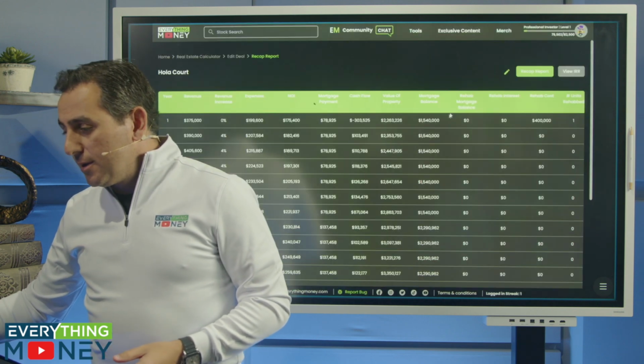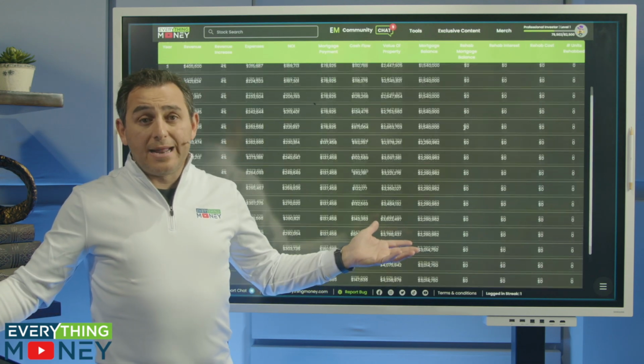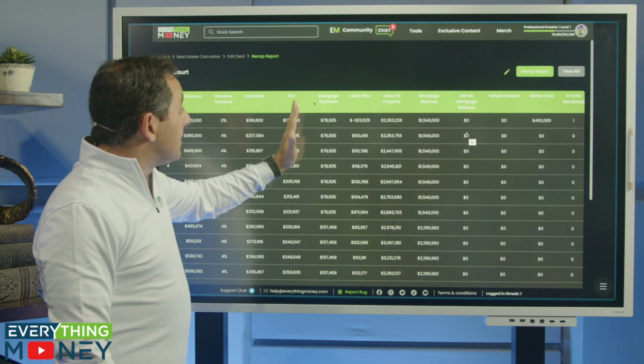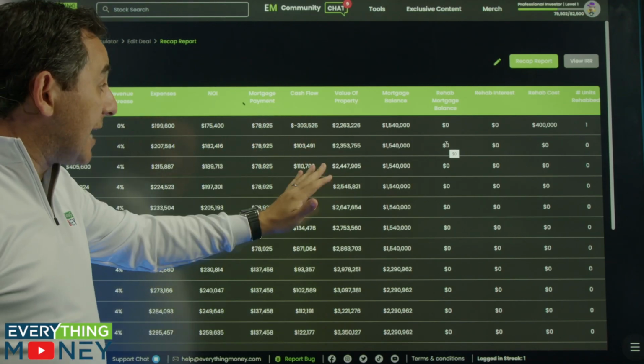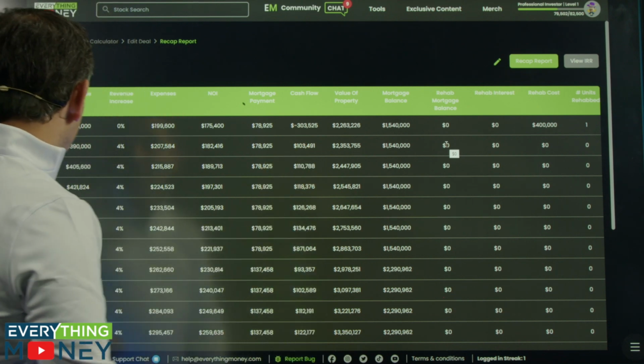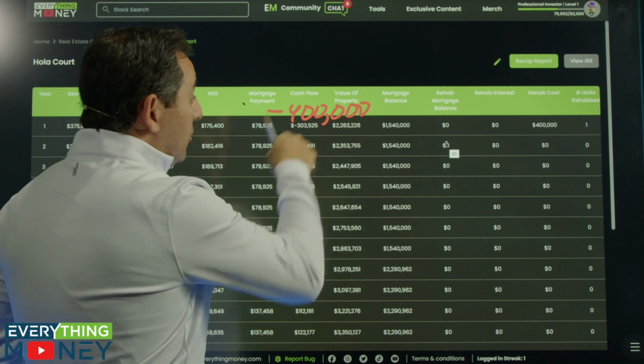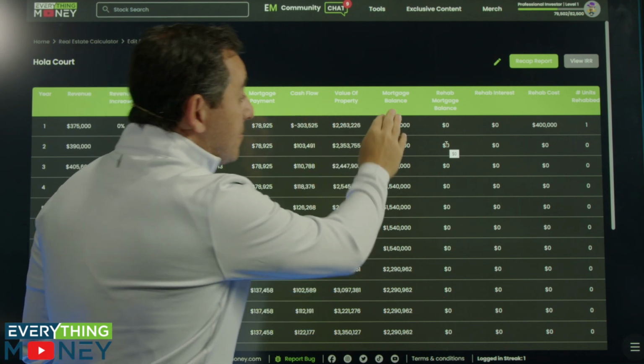So I put that all in there and then I hit the recap report. And it's basically going to show me my 1 to 20 year analysis. If I put 30 years, it'll put a 30 year analysis. Revenue, expenses, net income, the mortgage payments, the cash flow. Now you'll see here a big negative on cash flow. Remember, we had the $400,000 invested day one. That's included in that cash flow. Value of the property, mortgage balance, etc.